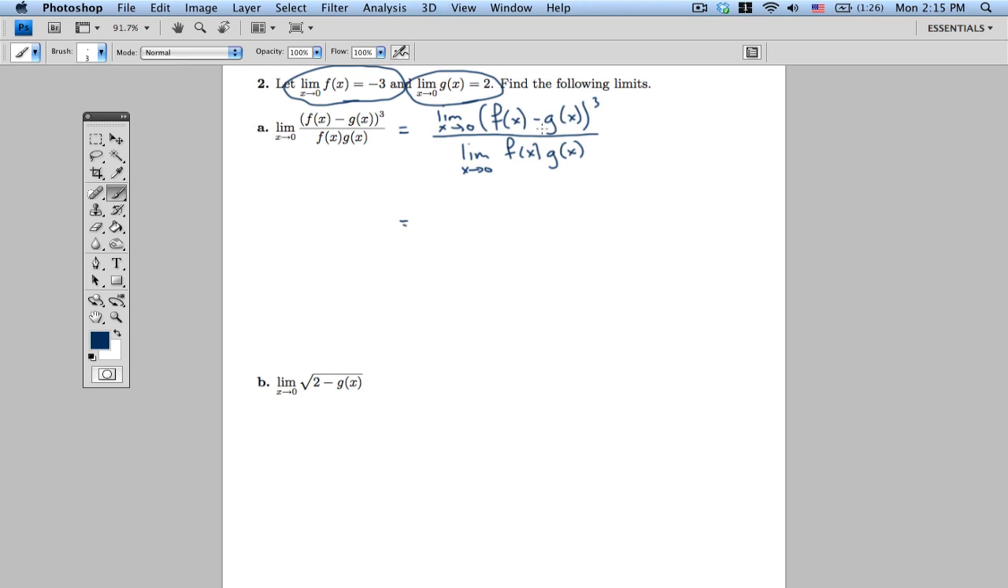Using the fact that if I'm raising the thing inside the limit to a power, I can bring that power outside the limit, the top is going to become the limit as x goes to 0 of f of x minus g of x, and then we're going to raise that whole limit to the third power. So we're going to take the limit first and then raise it to the third. And then in the denominator, we've got a product inside the limit, and we know that we can take that and split it into the product of the limits.